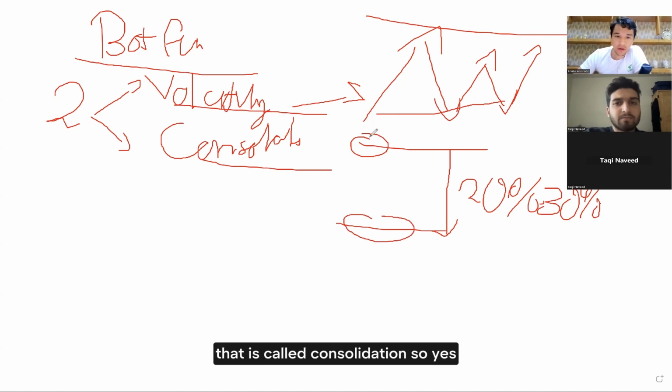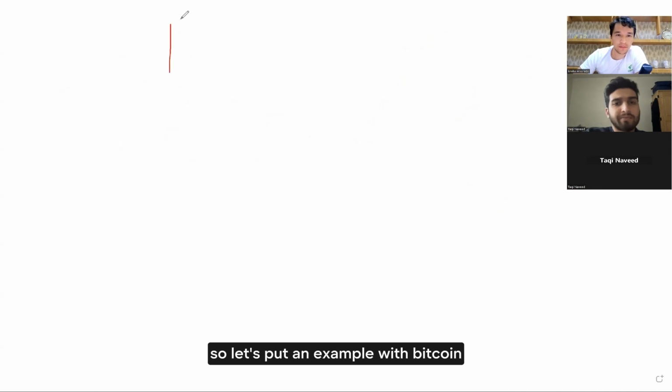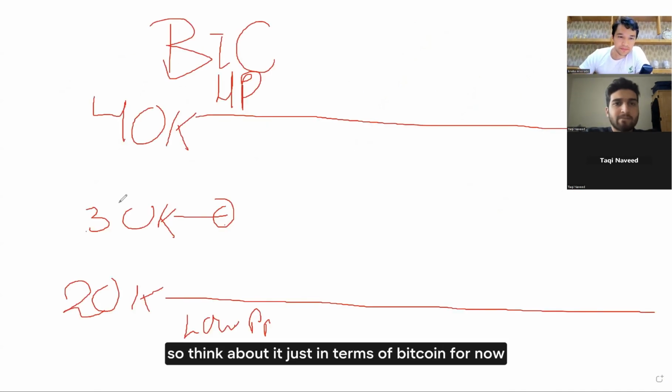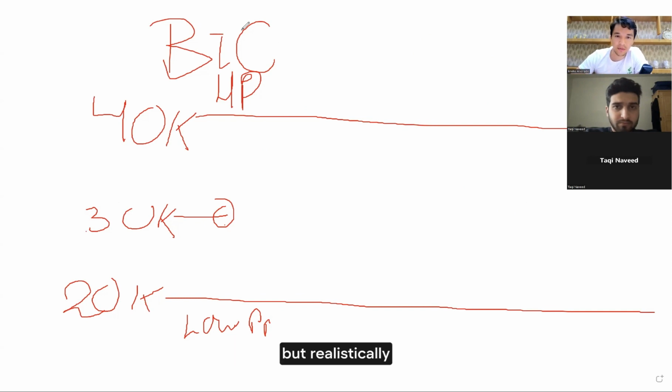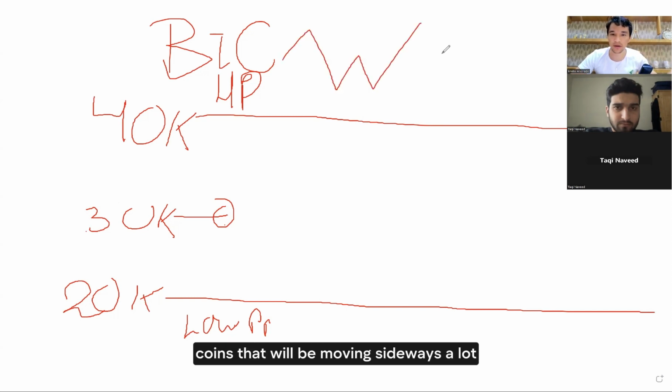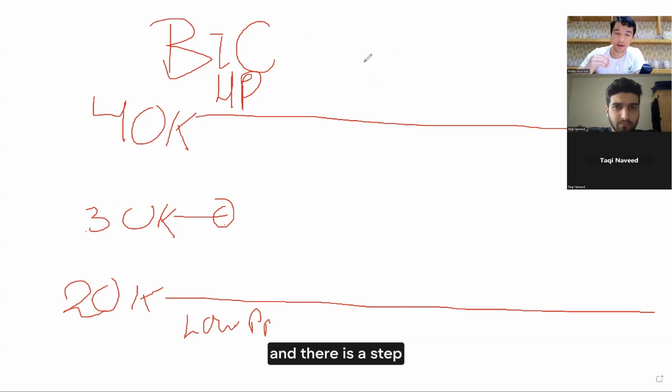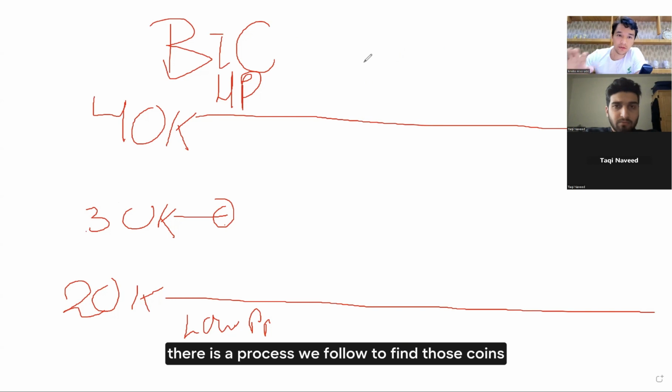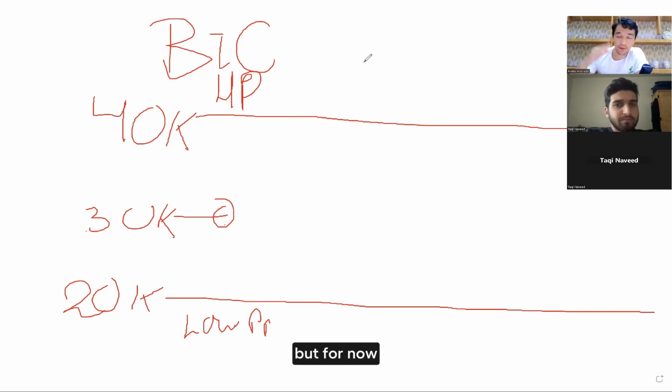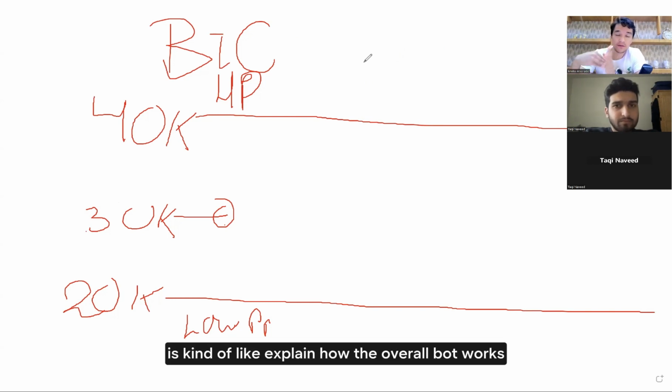So let's put an example with Bitcoin. Think about it just in terms of Bitcoin for now, but realistically, we're not going to be trading Bitcoin. We're going to be trading coins that will be moving sideways a lot, and there is a process we follow to find those coins. But for now, what I'm trying to do is explain how the overall bot works.